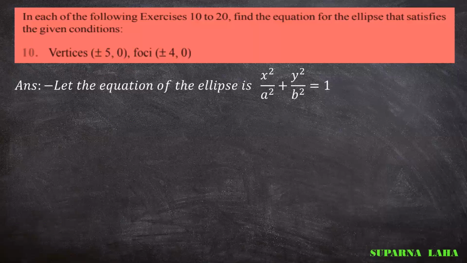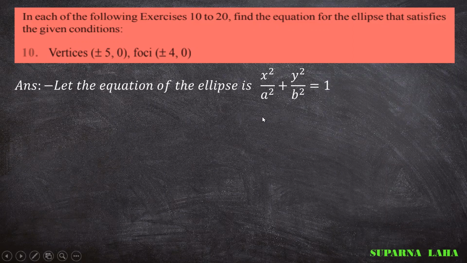So if the major axis is the x-axis, we can consider the general equation of the ellipse: x square by a square plus y square by b square is equal to 1. Now if we compare with this equation, the vertex is plus minus a comma 0 and the foci is plus minus ae comma 0. So we can find that a is 5 and ae is equal to 4.